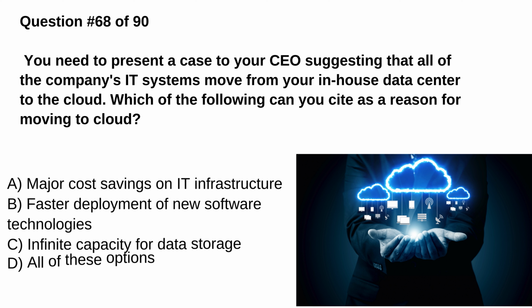Question 68 of 90. You need to present a case to your CEO suggesting that all of the company's IT systems move from your in-house data center to the cloud. Which of the following can you cite as a reason for the move into the cloud? Is the answer A, major cost savings on IT infrastructure? Is the answer B, faster deployment of new software technologies? Is the answer C, infinite capacity for data storage? Or is the answer D, all of these options? The answer is D, all of these options.